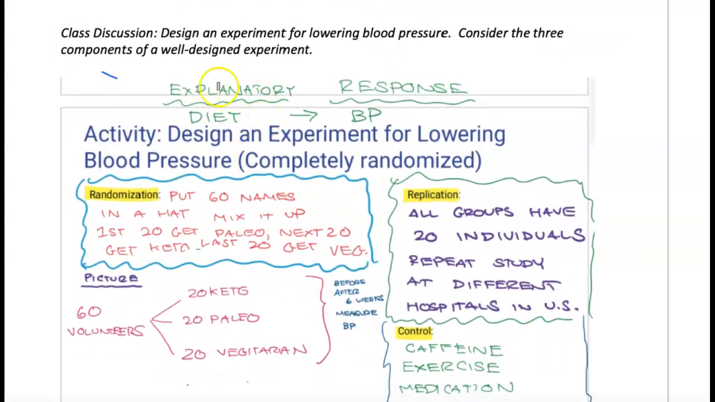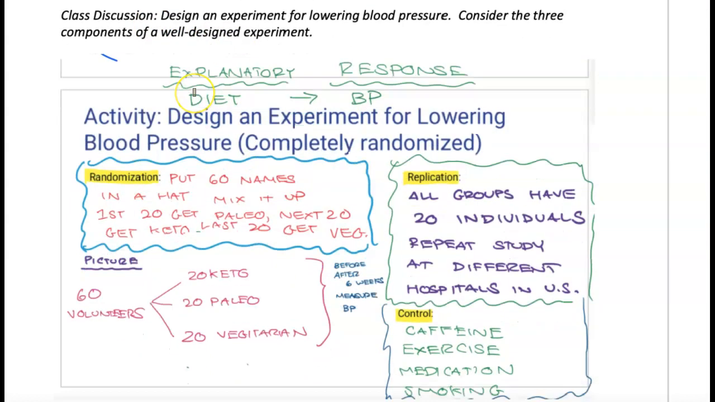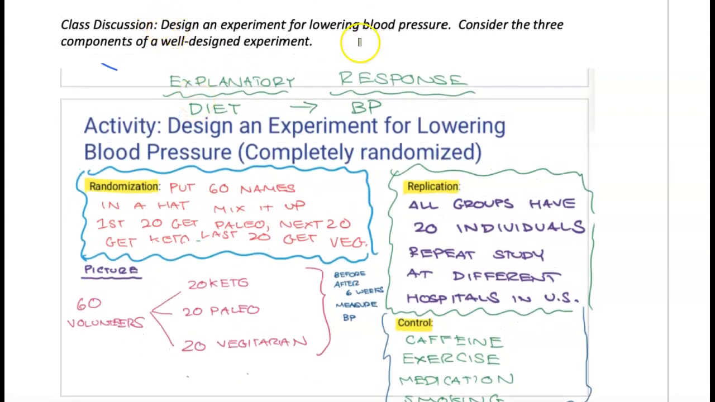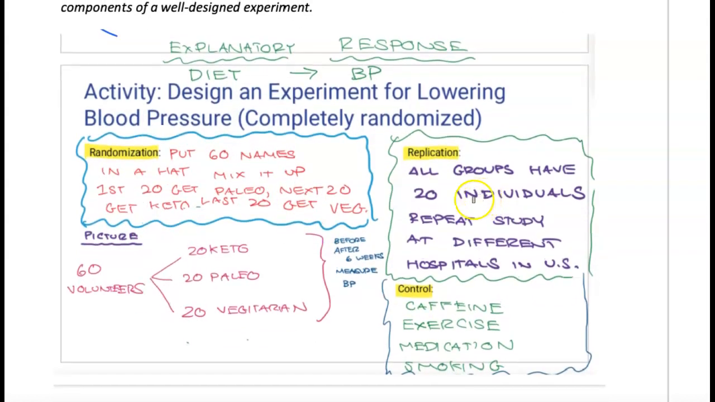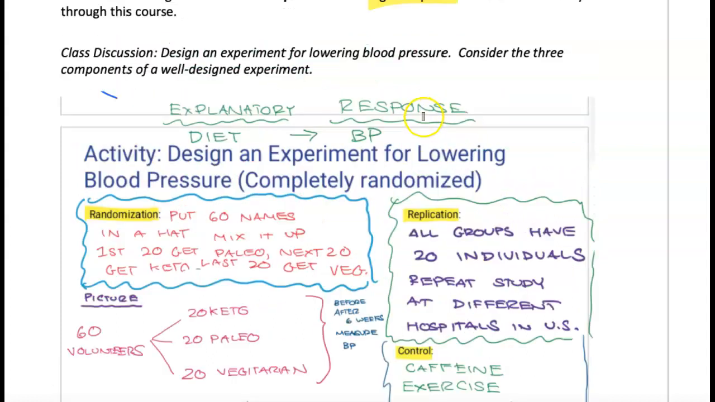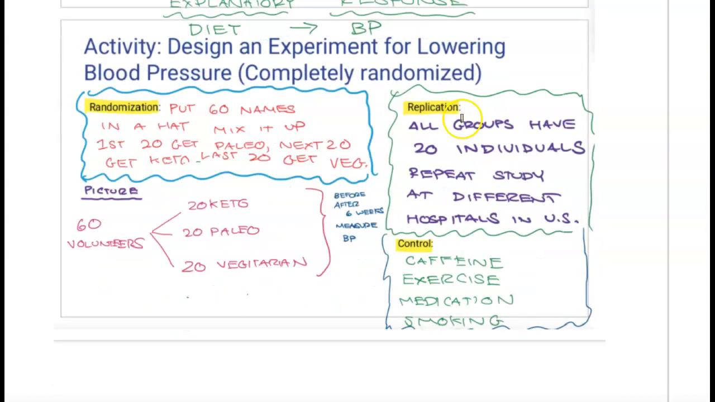You may want to pause now. If we were in class, we would have this discussion about designing an experiment for lowering blood pressure. Consider 3 components of a well-designed experiment. And again, there's an outline here. There are multiple ways that we could design an experiment for lowering blood pressure. It could be through drugs, exercise, diet. Those would be the treatments, with randomly assigned groups. Could we replicate it in a different scenario, different place, or only in one setting? What are we controlling for? What people eat, how much caffeine, exercise, do they smoke? There are so many things to think about. This is just one example here.